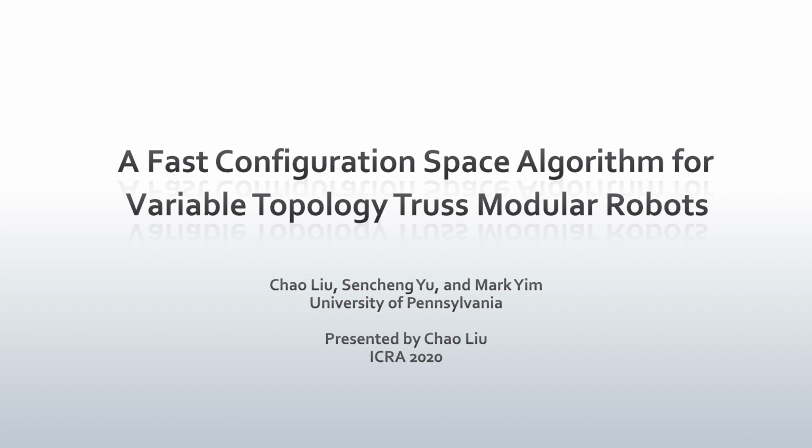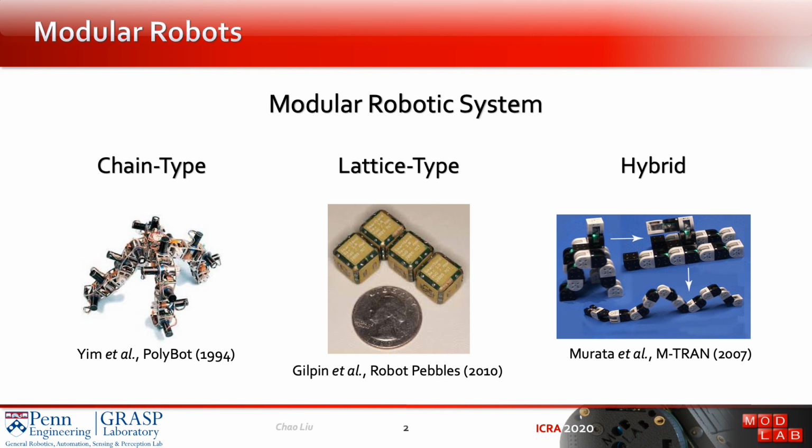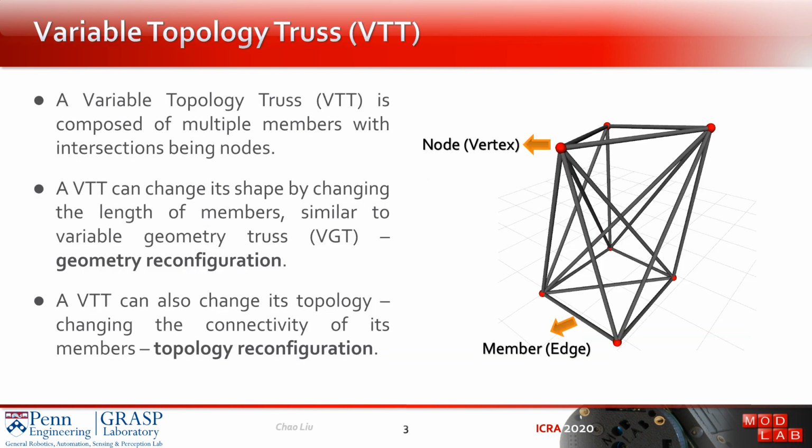This presentation is about our work on a fast configuration space algorithm for variable topology truss, modular robots. A large number of modular robots have been developed, and each module is usually in a regular shape, such as a cube or a sphere. While variable topology truss, or VTT, looks very different. It is in truss structure.